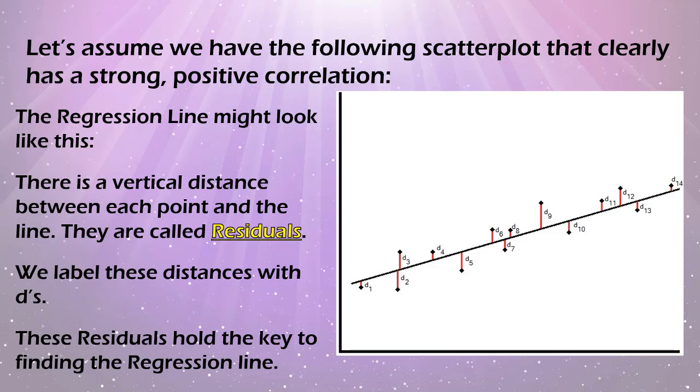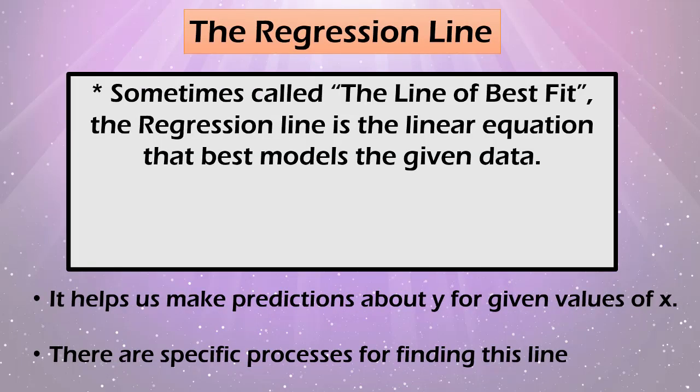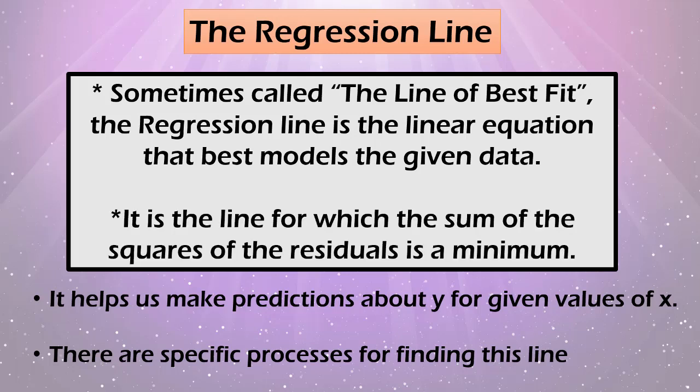So now we're ready to go back and finish off our definition for the regression line. We said it was sometimes called the line of best fit, and that the regression line is the linear equation that best models the given data. What's missing? Well, what's missing is that it's the line for which the sum of the squares of the residuals is a minimum. So the residuals are a lot like deviations when we discussed the standard deviation in chapter 2.4.